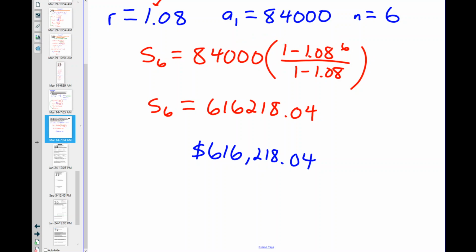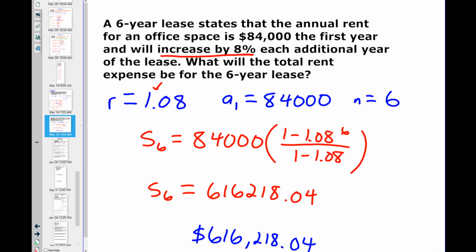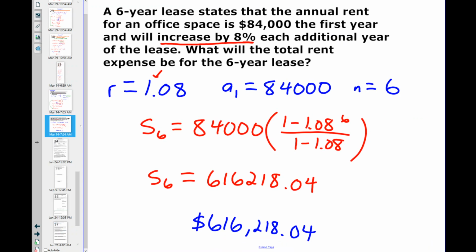No questions? All right. You guys are a little bit quiet. Yes, Julian. Can we just take the 8% of the just amount and then keep on adding? No, because every year it's going to change. You're going to be taking 8% of a bigger amount of a bigger amount of a bigger amount.